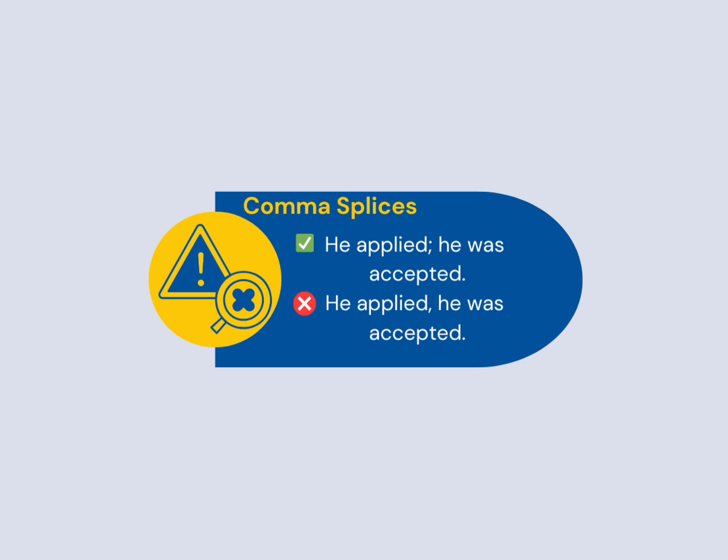Comma splices. A comma splice is when two independent clauses are joined just by a comma, which isn't strong enough to hold two full thoughts together. For example, "he applied, he was accepted" needs a fix. You can split it into two sentences, join with a coordinating conjunction like "and," or use a semicolon to connect the ideas properly. A comma alone is never enough for two full sentences.